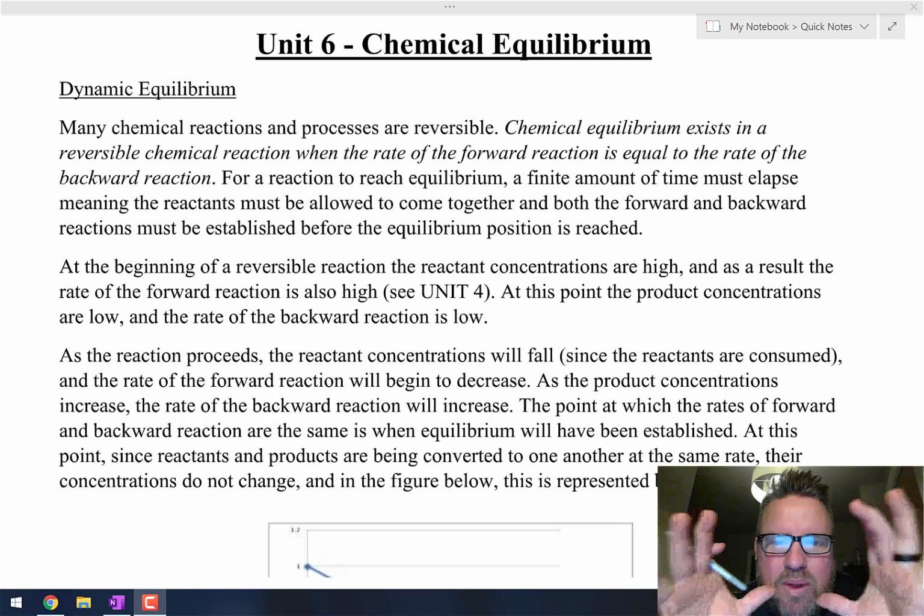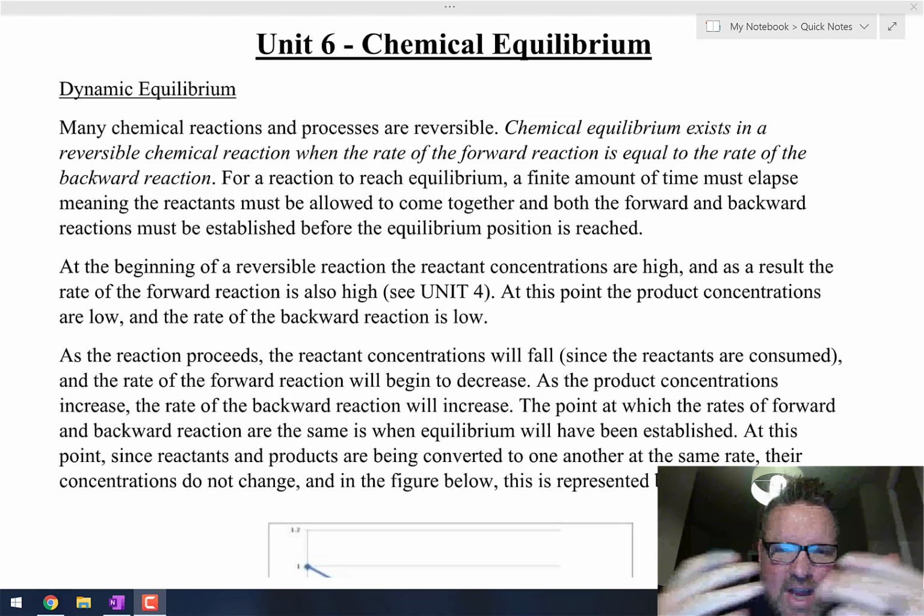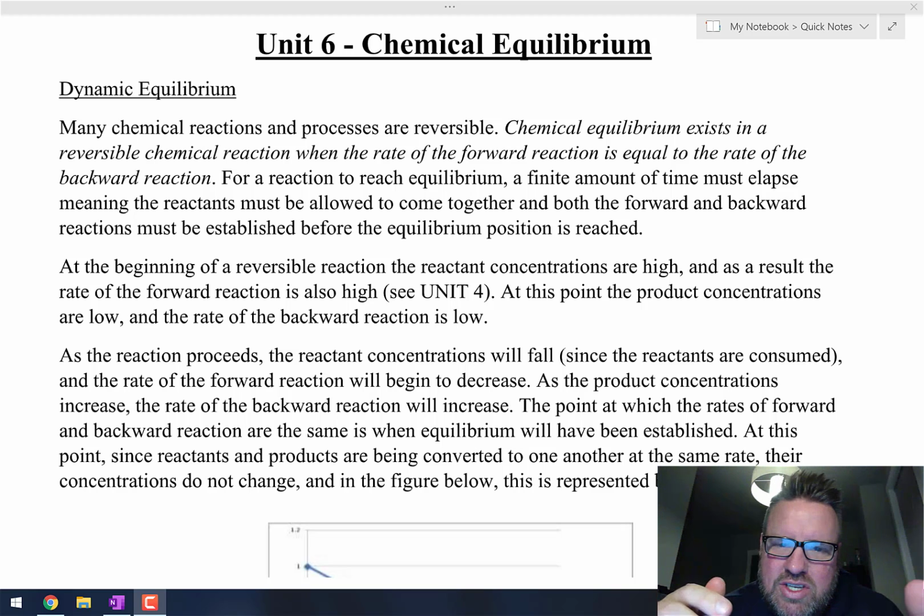All that equilibrium means is that the reaction starts, and as the reaction starts, the products start to form. And as the products start to form, the reaction starts to go backwards. And eventually you get to a state where the forward reaction and the reverse reaction are occurring at the same rate. And when that happens, that's when you've reached equilibrium.